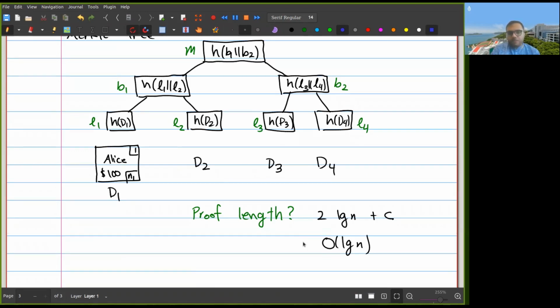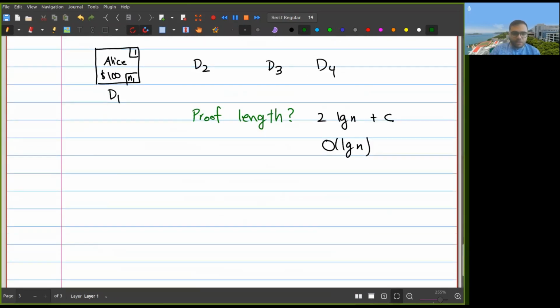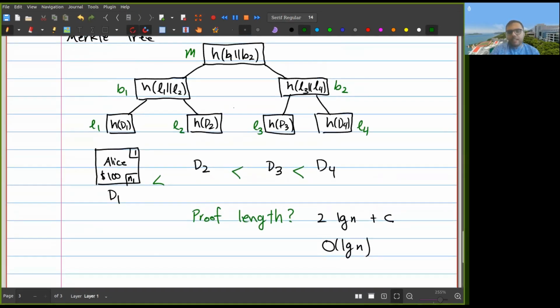And the way I can do that is that I can say the leaves of my tree are in sorted order, right? So if I want to prove the absence of a particular data, I can say, suppose that I always sort these so that D1 is less than D2, less than D3, less than D4, right? And then if I want to prove that a particular piece of data is not there, so let's say I have some D, which is between D2 and D3, and I want to prove that D is not there. I just prove that D2 and D3 are there.